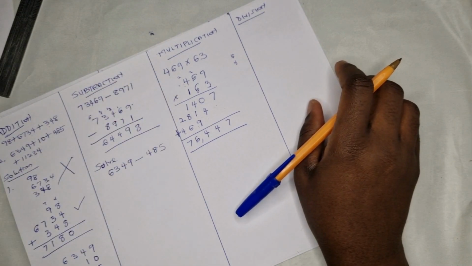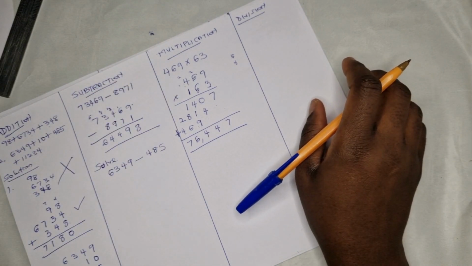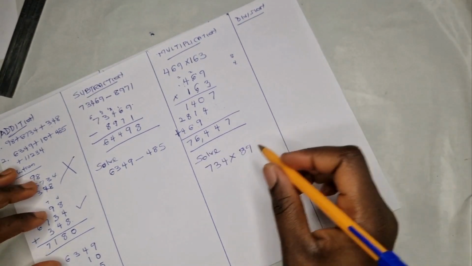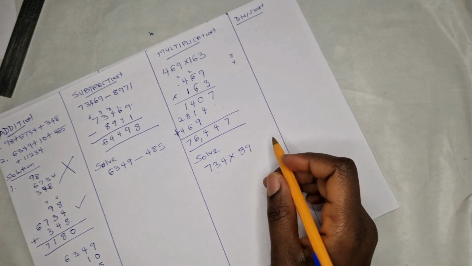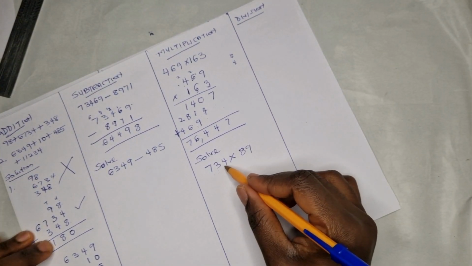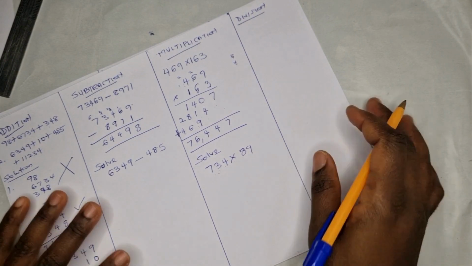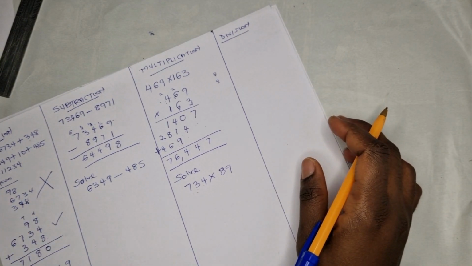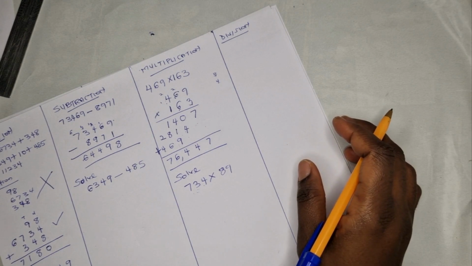Don't worry, I will not give you a question on multiplication, or let me even look for a question for you to solve on multiplication. So now solve this and drop your answer in the description. 734 times 89. Let's move to division. And this is the last section for this video.